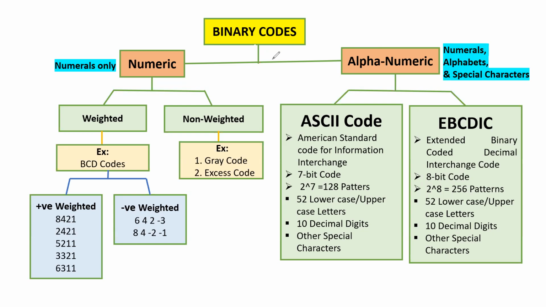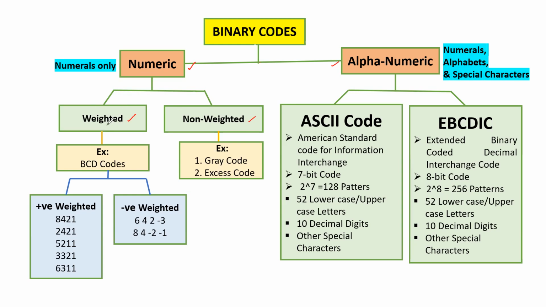Binary codes are divided into two types. First one, numeric code. The second one is alphanumeric code. Numeric code means it uses only numerals or numbers, whereas alphanumeric means it uses numerals, alphabets, and special characters. Numeric codes are divided into two types, weighted code and non-weighted code.